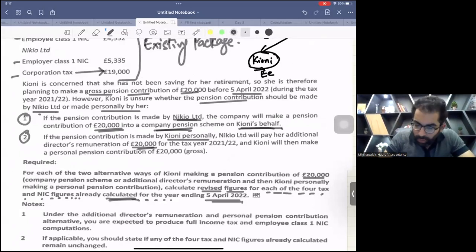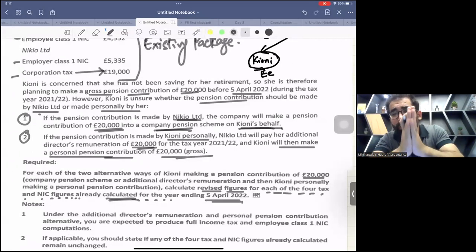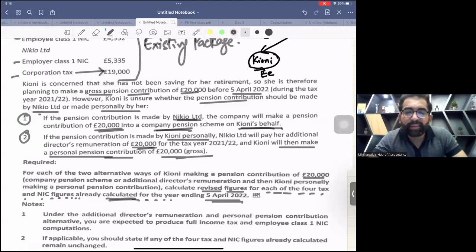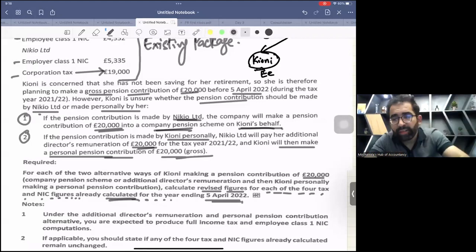Don't sleep, please. And now Kioni will then make a personal pension contribution of 20,000 gross. See, this is not occupational. There is nothing as net. Thank God. Now, first of all, a personal pension contribution by an individual into his or her personal pension account is not an allowed expense from the P&L for tax purposes. But yes, very good, we'll have to do band extension and we have to do ANI reduction.